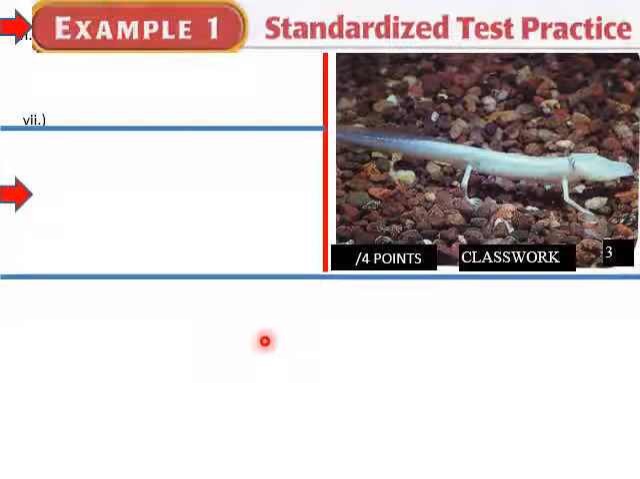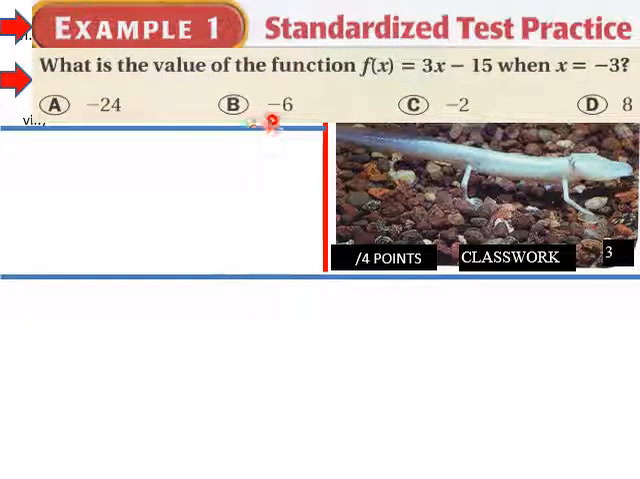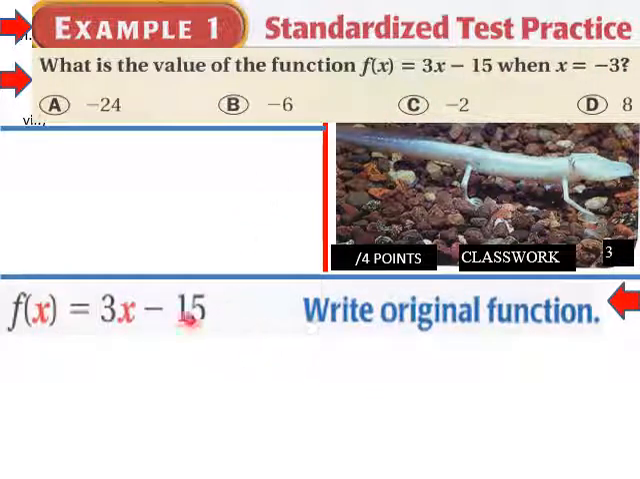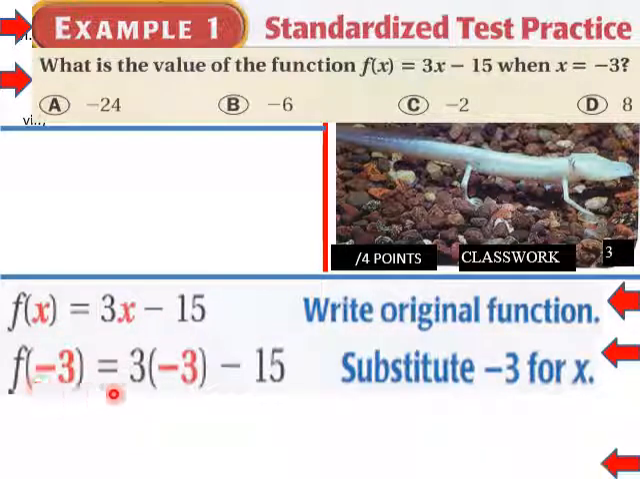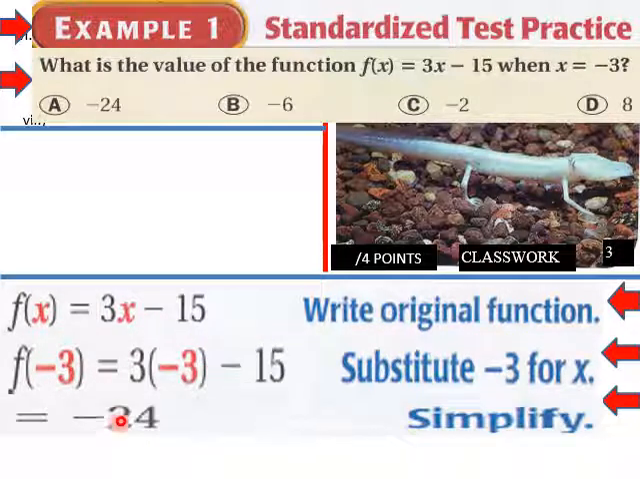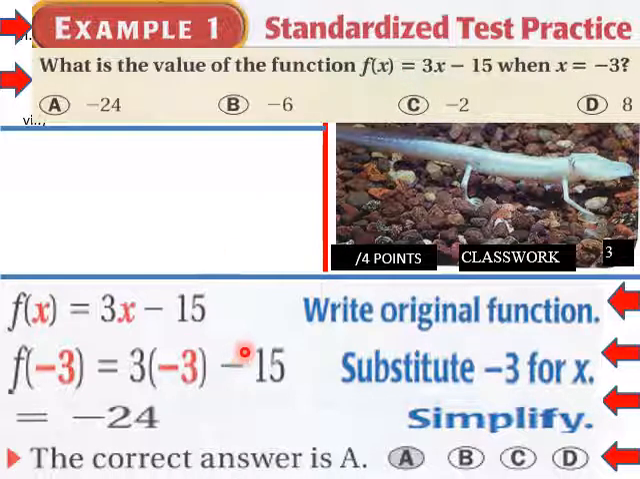So example 1, standardized test practice: what is the value of f of x equals 3x minus 15 when x equals negative 3? So we just plug in here. For x here, we plug in our negative 3, and we get negative 24. So that's how you use function notation for that. It would be A up here for that.